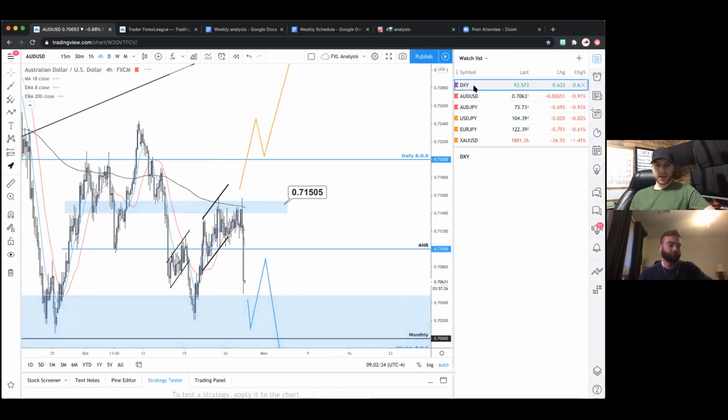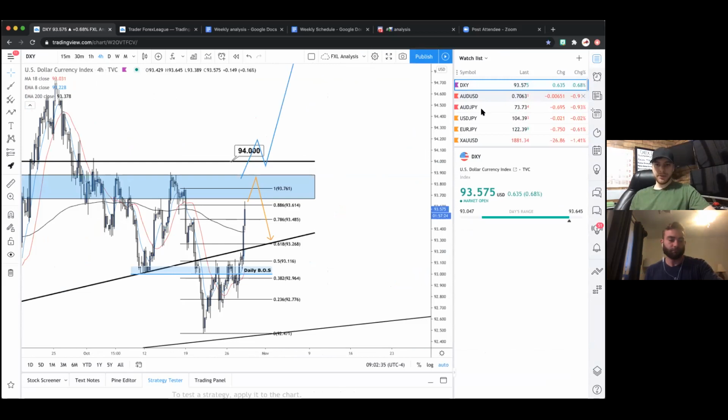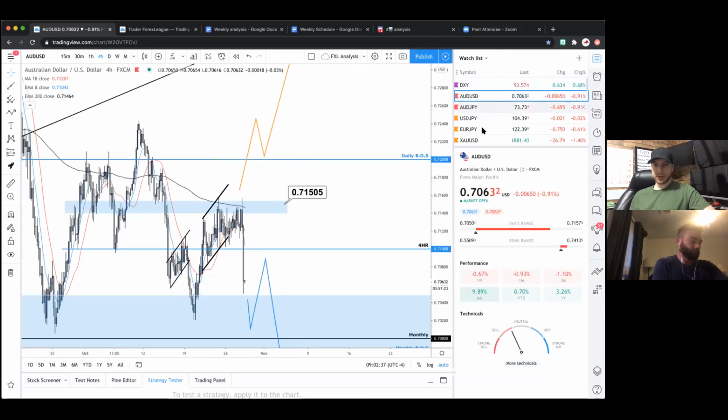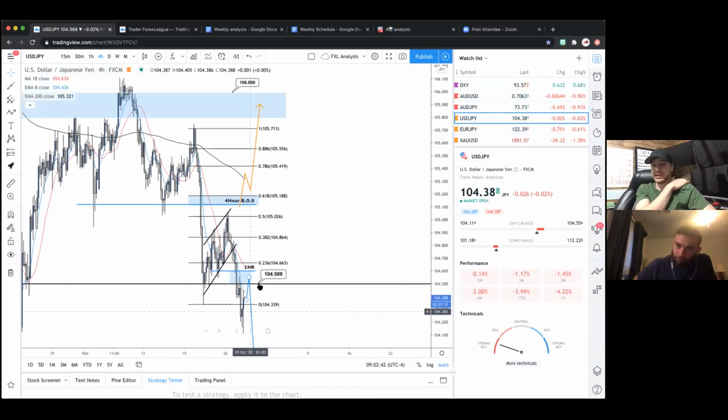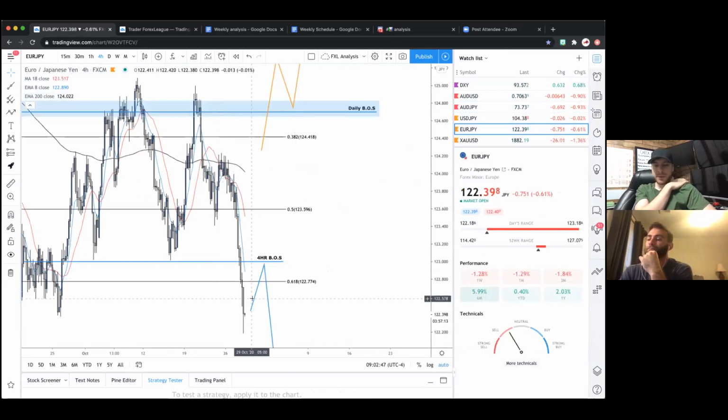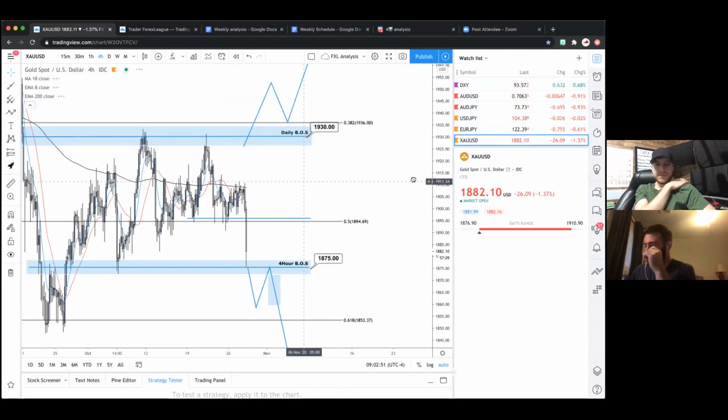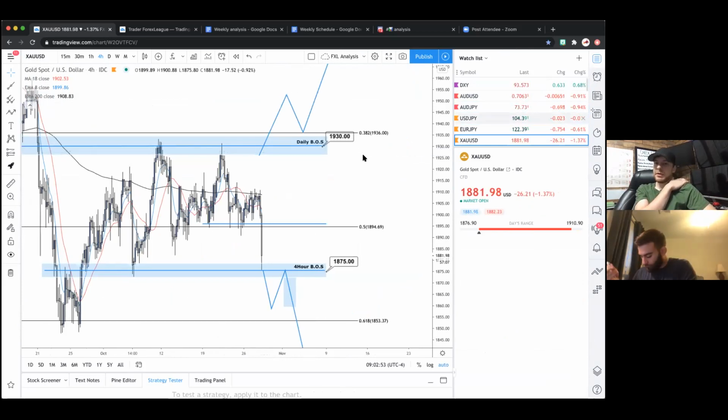But anyway, guys, quick recap. Covered DXY, bullish as hell. AU, bearish as hell. AJ, bearish as hell. UJ, bearish. Looking for a nice short opportunity here, guys, at 104.5. Look for that lower high. EJ, super bearish. Needs to prove a little bit. Looking for that retracement, though. And then gold, stuck within a range still.